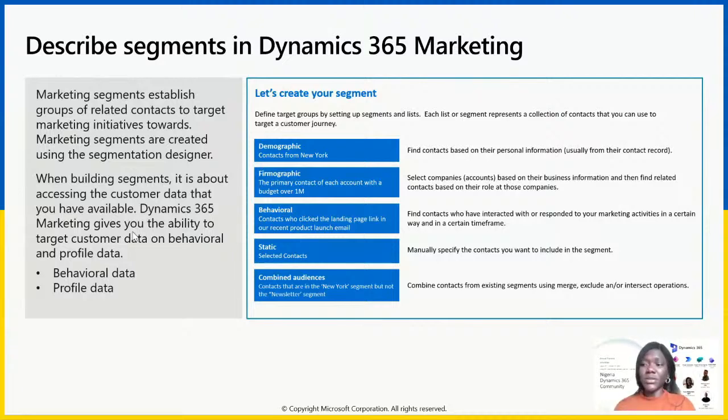And you can also create a segment based on selected contacts. Selected contacts are static contacts, so you manually add them to that marketing segment. And you can also have a combined audience. So these are contacts that are both in the New York segment, but not in the newsletter segment. So you can basically mix and match your segments based on certain preferences that you have for your campaign. So that said, let's continue.